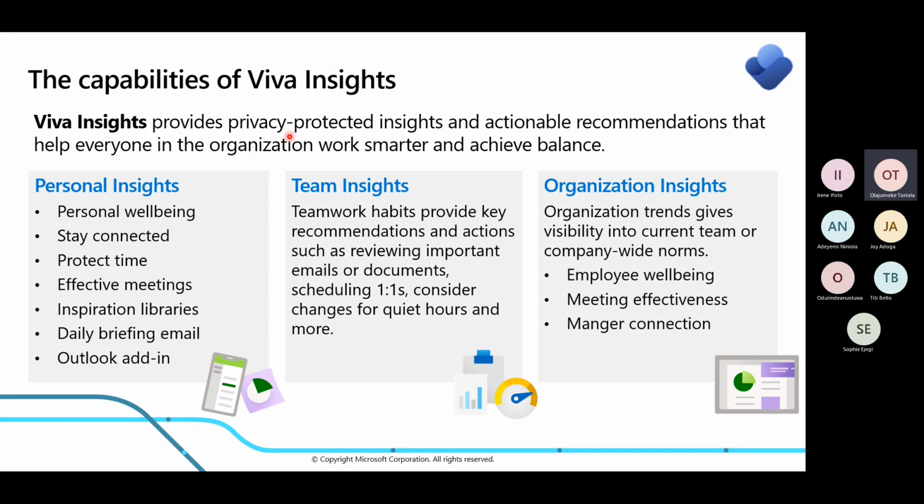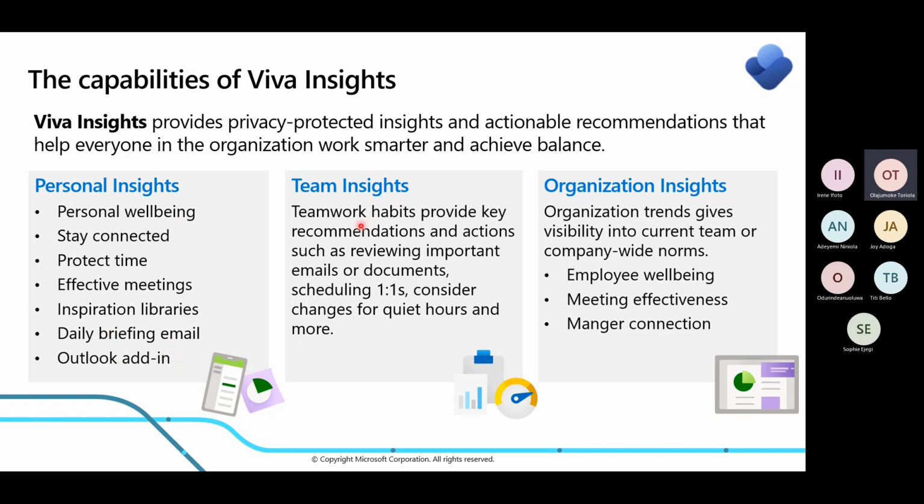Viva Insights provides privacy-protected insights and actionable recommendations that help everyone in the organization to work smarter. So you have three types of insights that are provided by Viva Insights. You have personal insight, you have team insight, and you have organization insight. Now, personal insight provides you an insight into personal well-being, how your users are staying connected, how they protect their protected time, as they call it, the effective meetings they do, their inspiration library, their daily briefing, and their outlooks.